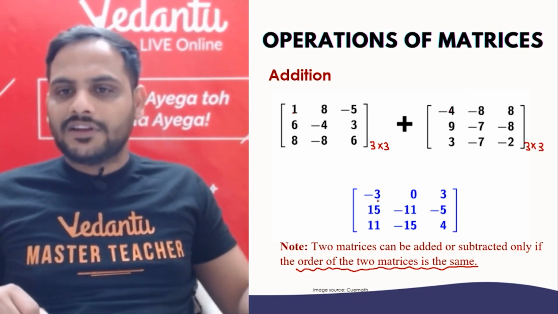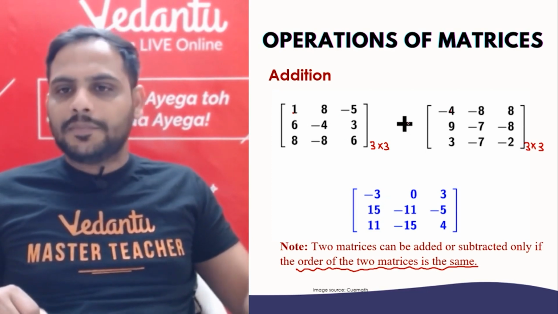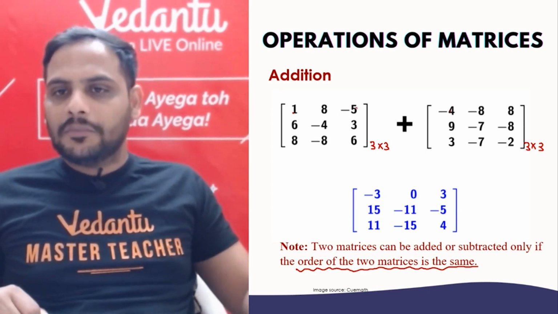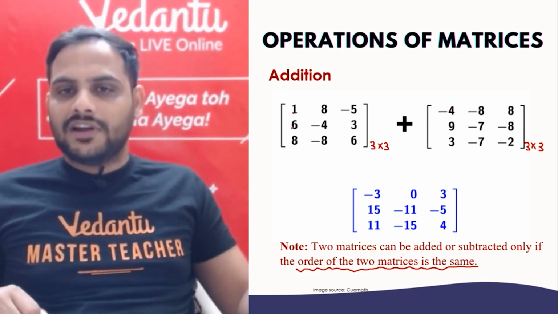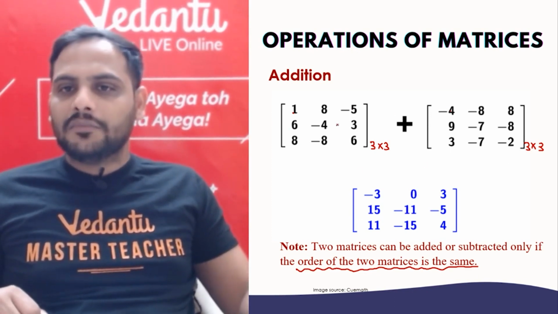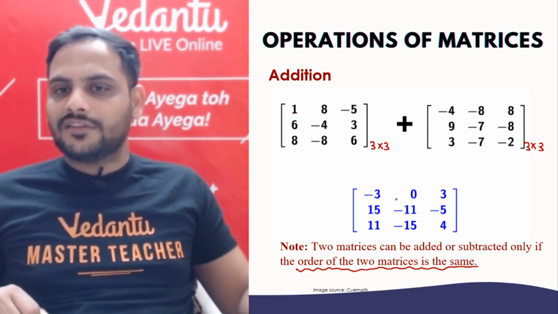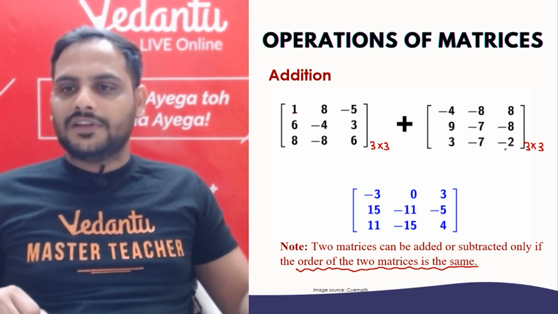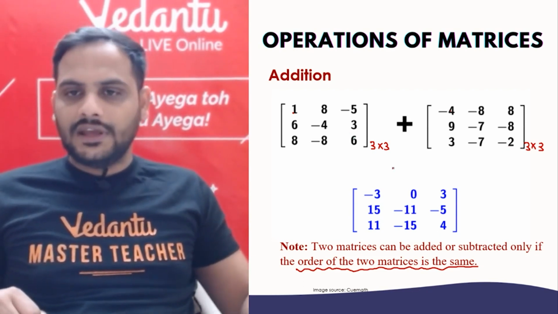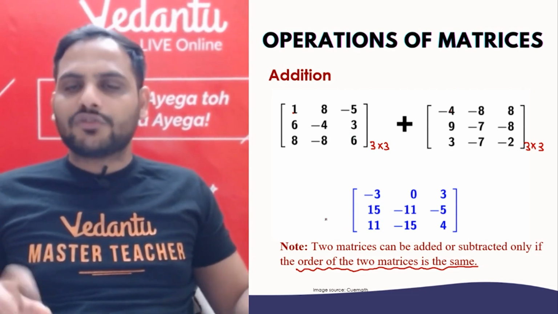1 plus minus 4 is minus 3. 8 plus minus 8 will be 0. Minus 5 plus 8 will be equal to 3. So all the corresponding elements I will add. 6 plus 9, 15. Minus 4 plus minus 7 is minus 11. 3 plus minus 8 is minus 5. 8 plus 3 is 11. Minus 8 plus minus 7 is minus 15. 6 plus minus 2 is 4. Okay? So this is the addition of these two matrices.